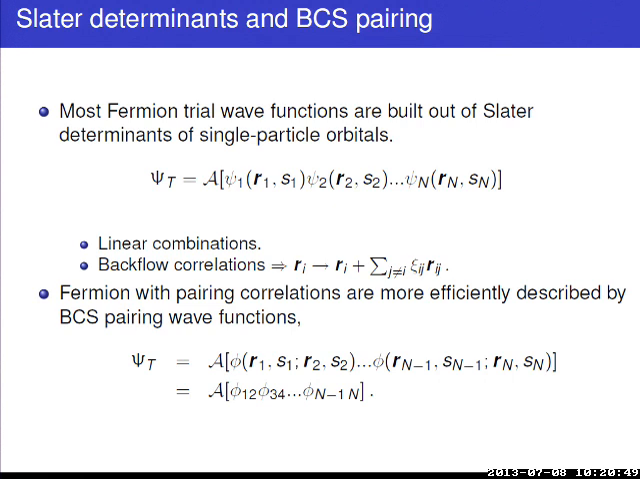Fermions with pairing correlations are more efficiently described by a BCS pairing wave function rather than taking linear combinations of Slater determinants. And so they look like this, typically. There's a Cooper pair wave function here, phi, and it has a pair. So this is 1, 2. Then you'd have 3, 4, 5, 6, whatever. And then if you antisymmetrize this, you get the BCS wave function. So those are the ones that we will use.